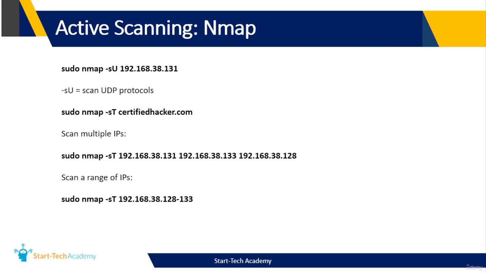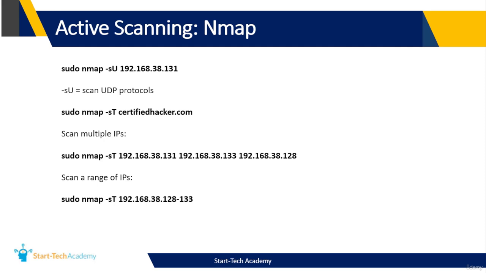Let us continue exploring how we can use Nmap for active scanning. In the previous video, we used -sT and -sS. -sS was basically for the SYN or stealth scan, and -sT was for scanning the TCP protocol.